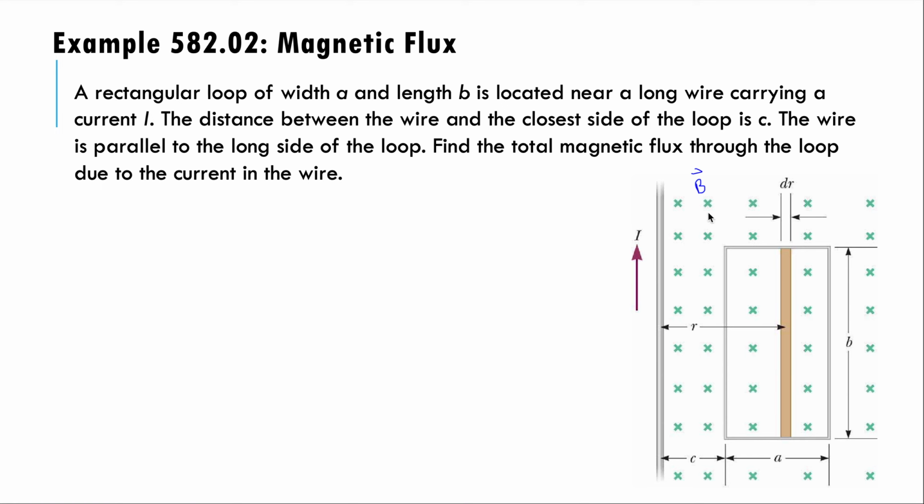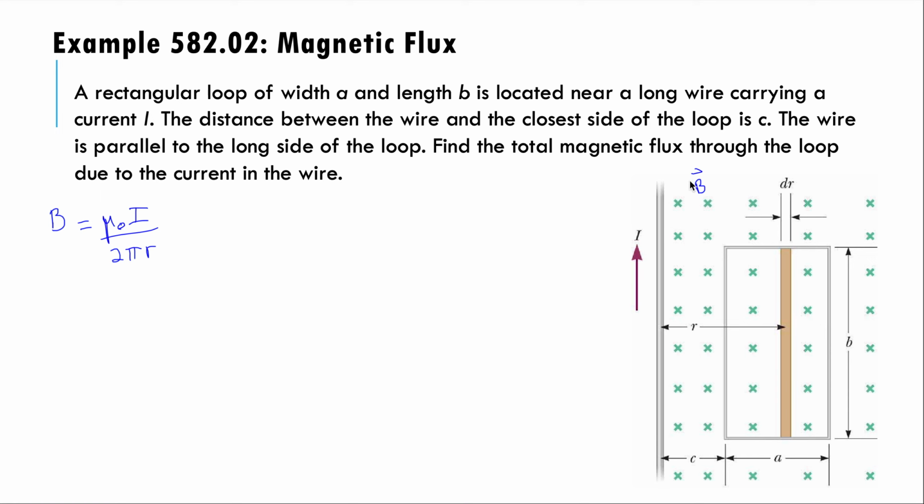We also know the magnitude of this field is mu naught I over 2 pi r. This is the field due to a straight wire. So this loop, different parts of it are at different distances from the wire. So the field is not constant through the loop. When you're closer to the wire, you have a stronger field. When you're further from the wire, like over here on the right-hand side, you have a weaker field.